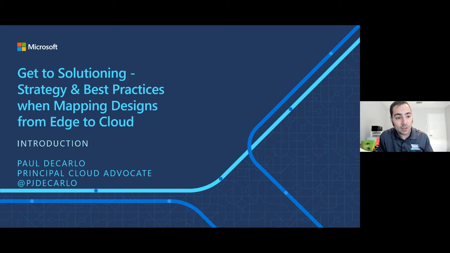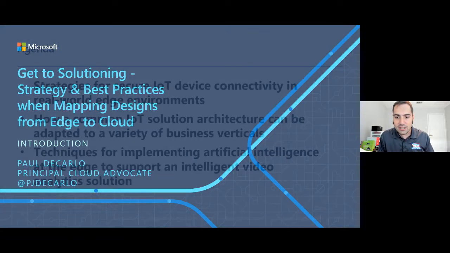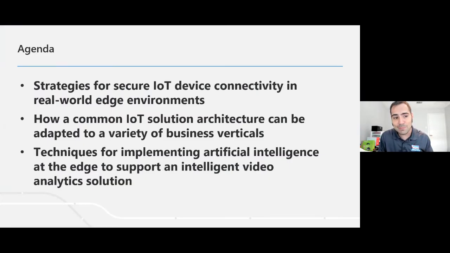So with that said, we'll go ahead and get started with Get to Solutioning, Strategy and Best Practices when Mapping Designs from Edge to Cloud. In this session, we're going to cover, in the short time that we have, strategies for secure IoT device connectivity in real-world edge environments. In addition, we'll look at a common IoT solution architecture and show how that can be relevant to really any line of business. And finally, we'll cinch this up with a technique for implementing artificial intelligence at the edge to support an intelligent video analytics solution. And yes, we're going to somehow fit that in the 30 minutes of time that we have.